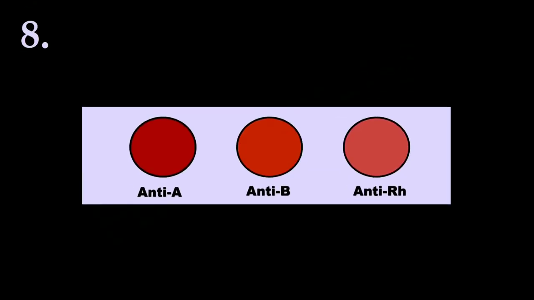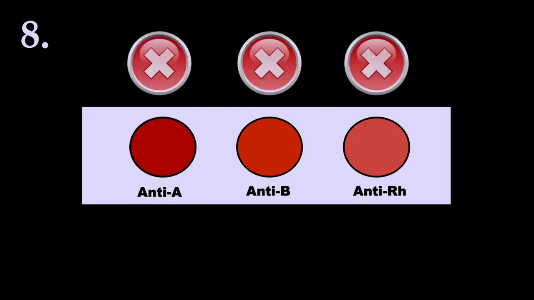Here, agglutination is absent in all the circles. This means all the three antigens are absent on the RBCs. Therefore, blood group will be O negative.